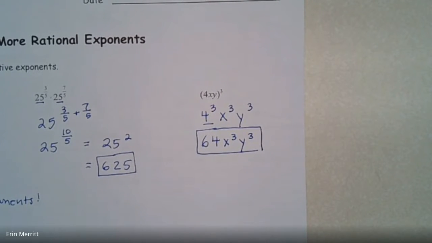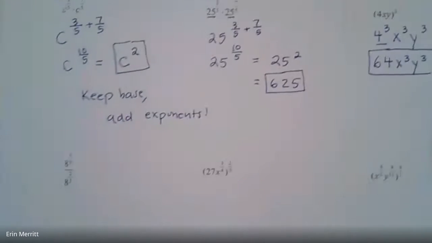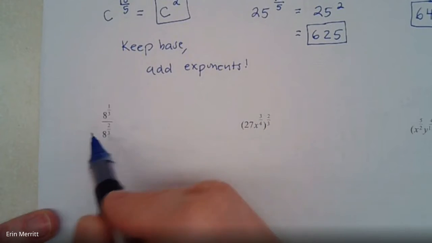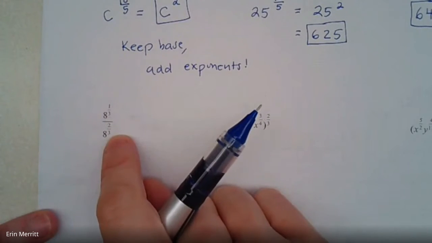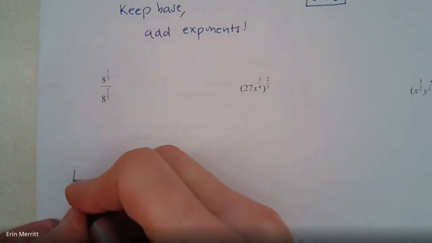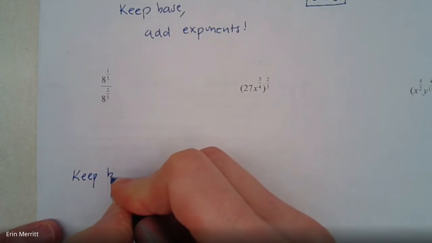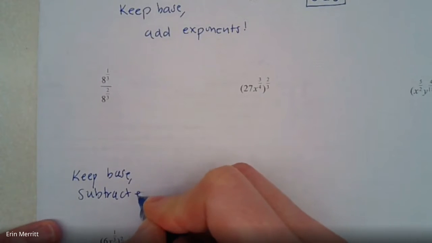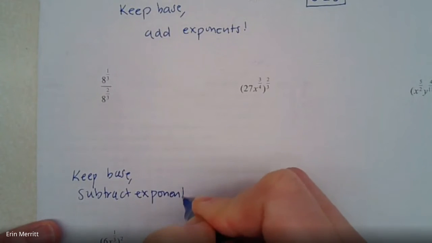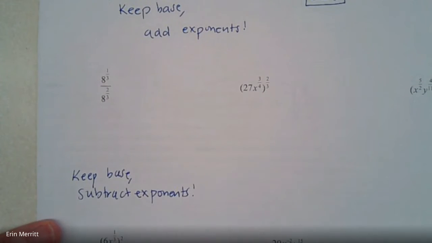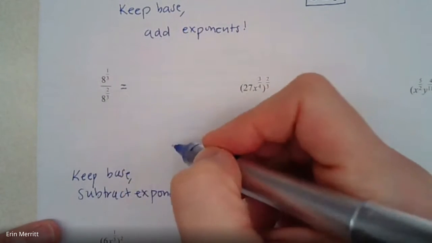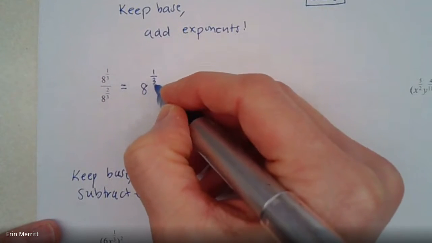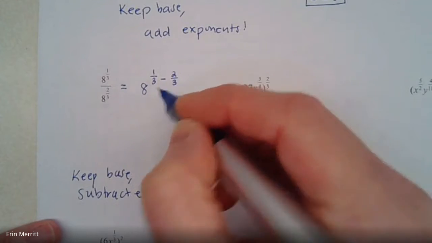All right, slide on down to the next line. Even though the base is numerical, remind yourself, keep the base. The only difference here is since we're dividing, we'll subtract the exponents. So we keep the base and subtract the exponents. Fractional exponents are a little weird to begin with, so let's just do one thing at a time. If I keep the base, it'll stay 8. If I subtract the exponents, I get 1/3 minus 2/3.